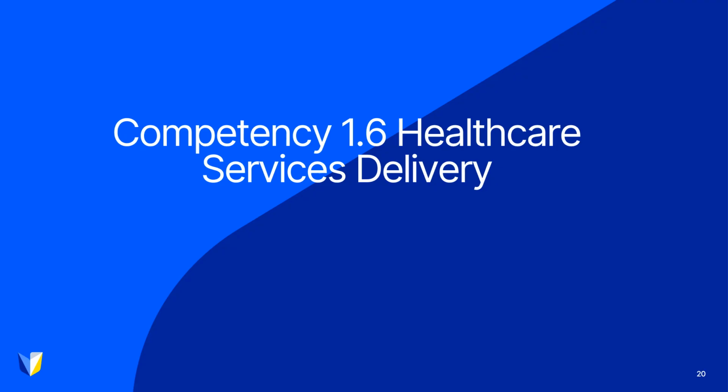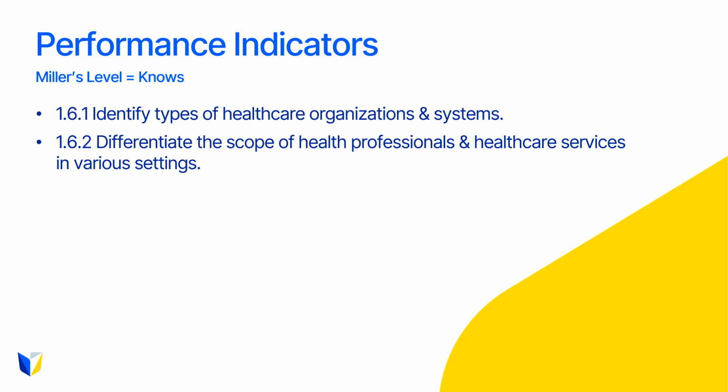Competency 1.6, healthcare services delivery. For competency 1.6, we are at the Miller's pyramid level of nose. So again, I ask you to put yourself in the position of, as you're assessing the student's learning, ask yourself, is the student able to do one or more of the listed performance indicators? So in this case, is the student able to readily identify types of healthcare organizations and systems, and or differentiate the scope of health professionals and healthcare services in various settings?